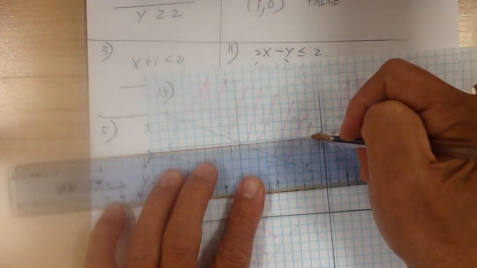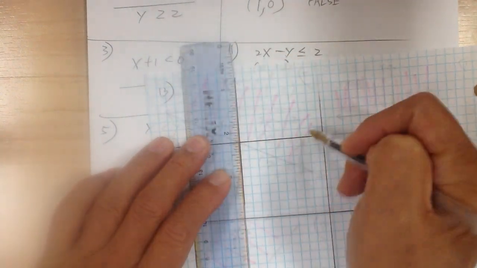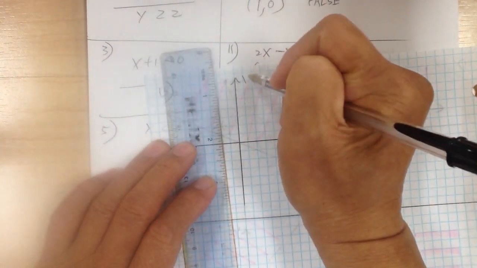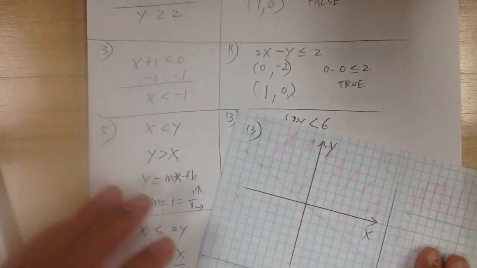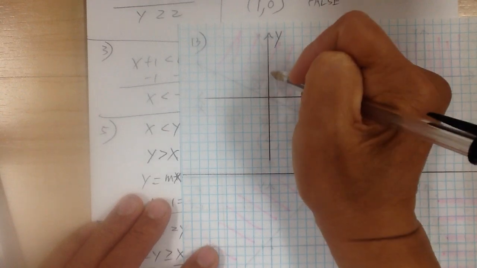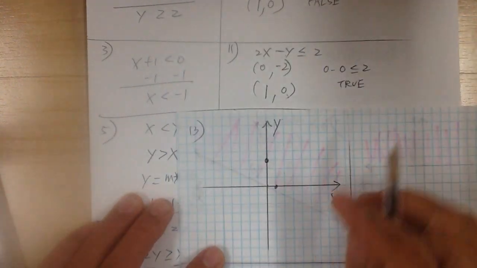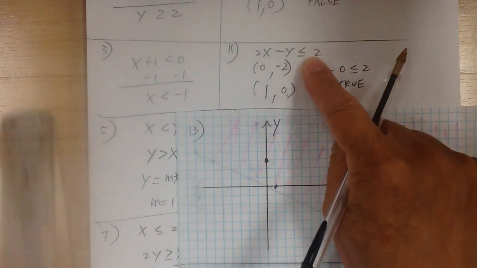So number 13. Okay, so first point is 0, 3. So 0, 3 is right over here. And 2, 0. So 2, 0 is over here. And this would be a dashed line.